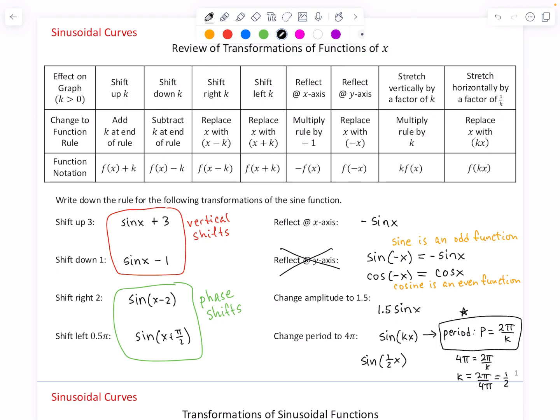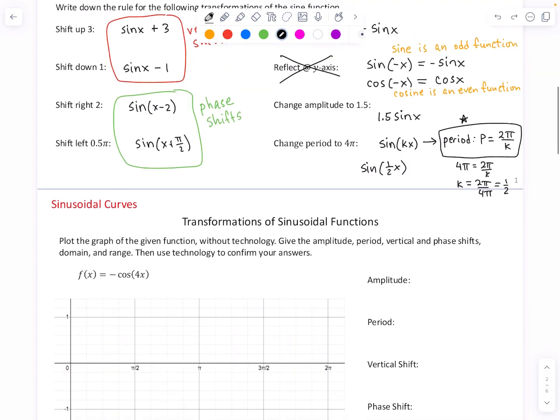So again, if you want to change the amplitude of a sinusoidal curve, then you do vertical stretches. And if you want to change the period, you do horizontal stretches. And sometimes you need to do both if you want to change both the period and the amplitude. Okay, let's go to the next page.